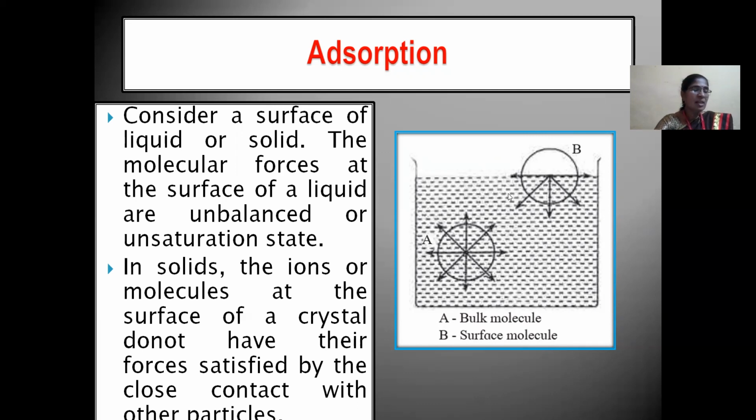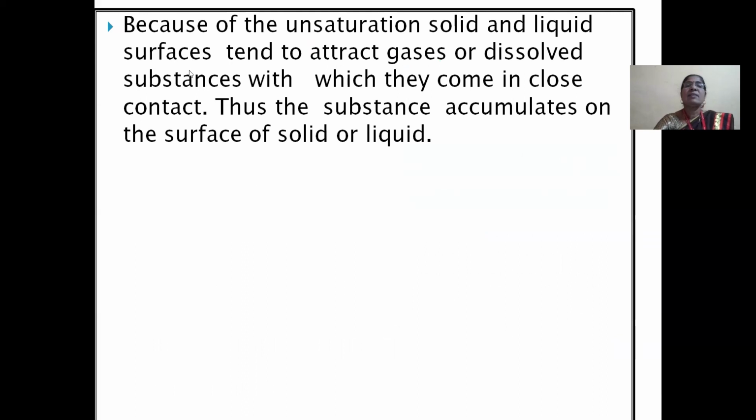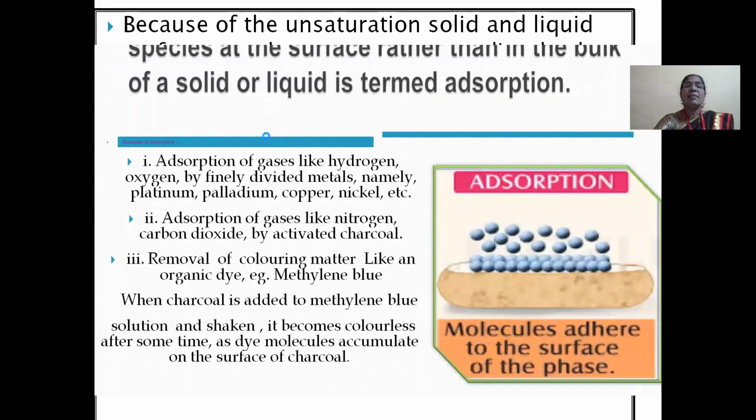The attracted species does not penetrate deeper inside the bulk, but its concentration is retained on the surface, and this phenomenon is called adsorption. Here we can discuss a point. Because of the unsaturation of solids and liquids, the surface tends to attract the gases or dissolved substances with which they come in close contact. Thus, the substance accumulates on the surface of a solid or liquid.